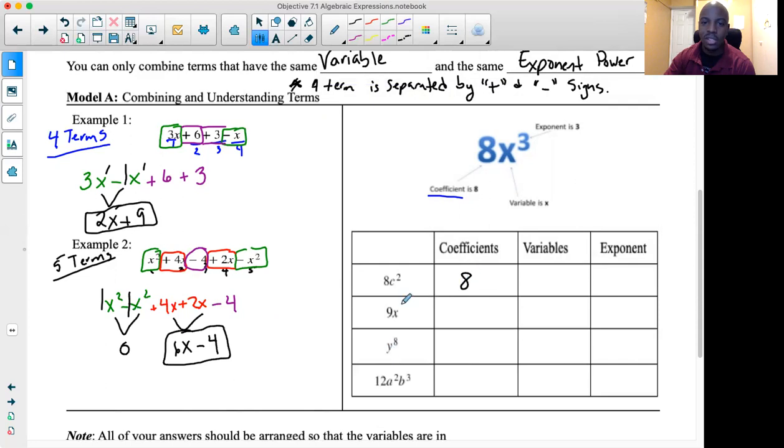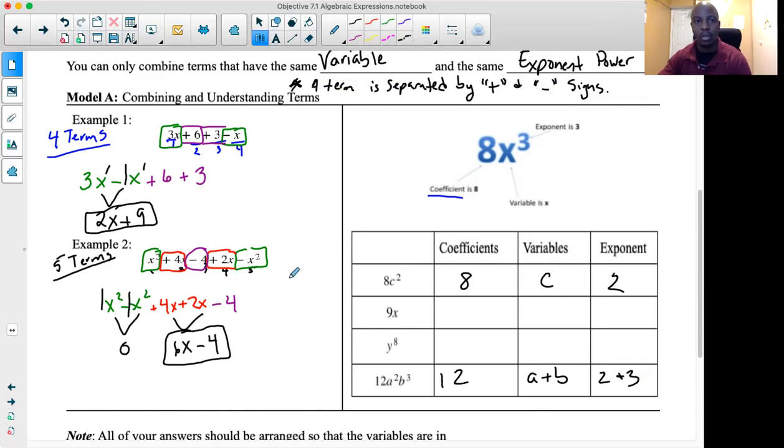The coefficient here is 8. The variable here is c, and the exponent is 2. Whereas this last one here, the coefficient is 12. Variables are a and b, and then the exponents are 2 and 3. Okay, fill in the rest of this chart.